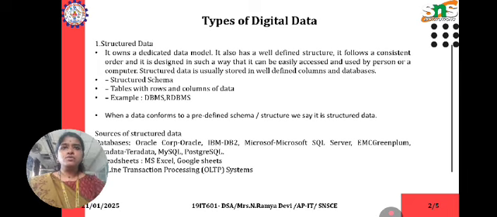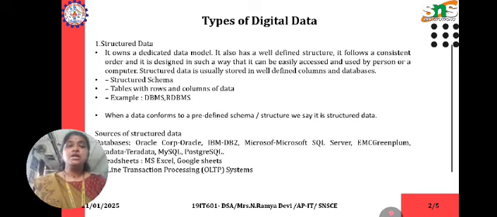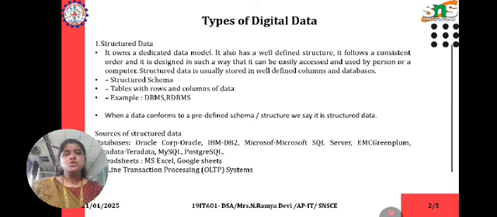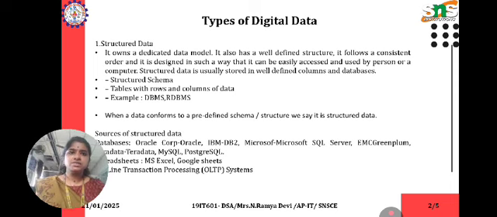Structured data owns a dedicated data model. It also has a well-defined structure. It follows a consistent order and is designed in such a way that it can be easily accessed and used by a person or a computer. Structured data is usually stored in well-defined columns and databases. Tables with rows and columns of data are examples of structured data. For example, the data stored in DBMS and RDBMS are examples of a structured schema. So whenever data conforms to a predefined schema or structure, we say it is structured data.